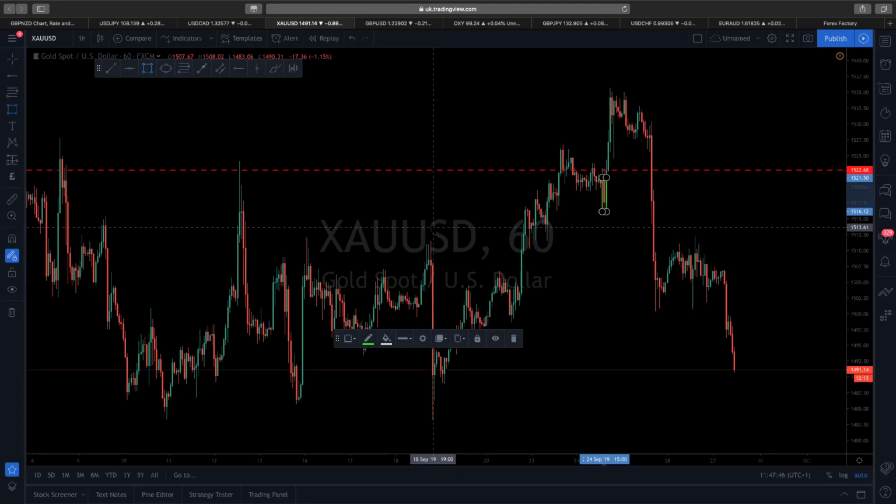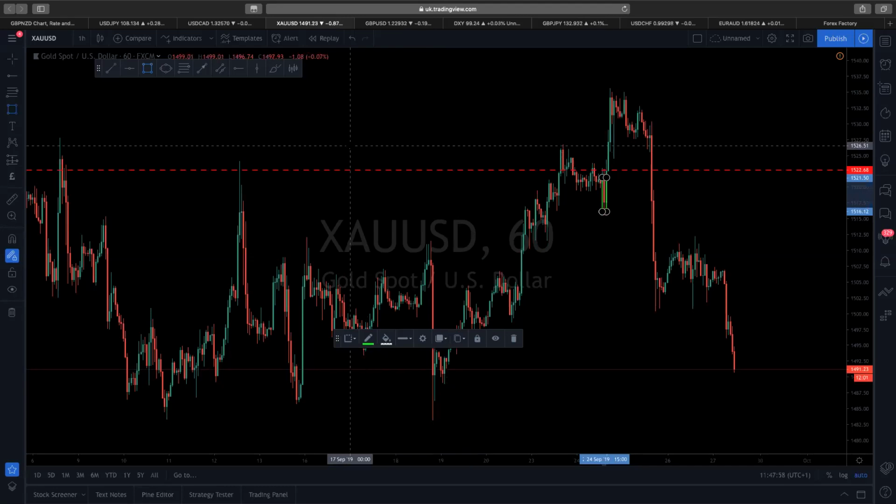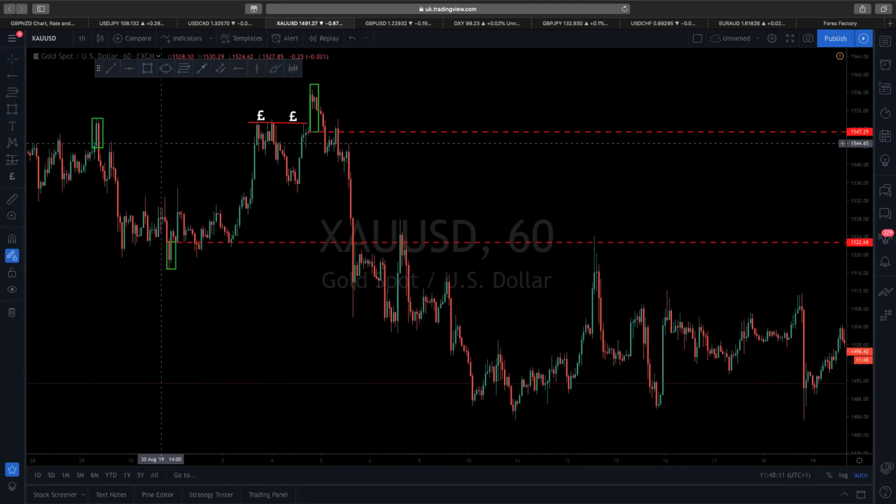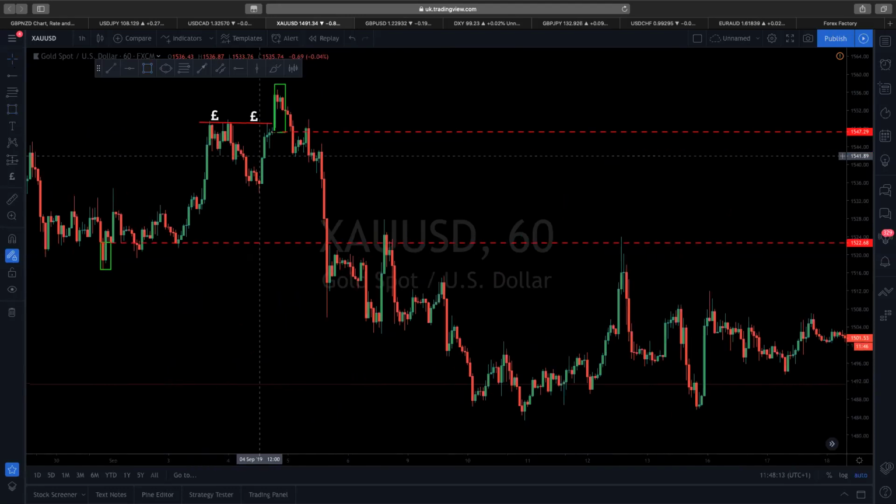Do you mark up the body wick of the FU candle itself or the candle after it? It is the candle that actually took out the previous high. Remember, they have to buy to sell or sell to buy. So the candle that takes out the previous high, hunting your stop loss, that is the candle you are marking. You are not marking the candle that is going your direction. You are marking the candle that went the opposite direction. Okay? I don't know if you get it.